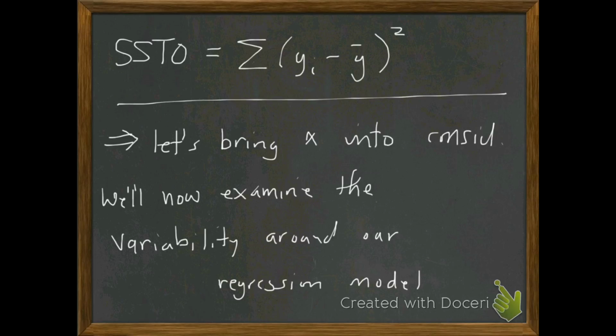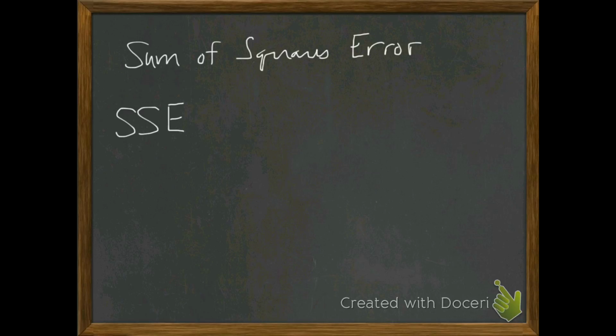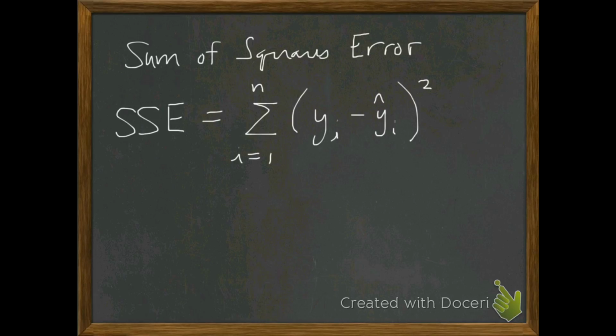So there should be no surprise that we call this the sum of squares for our error. And guys, we let that be SSE. And this is going to be nothing more than the sum from i equals 1 to n of the quantity observed minus predicted, squared.